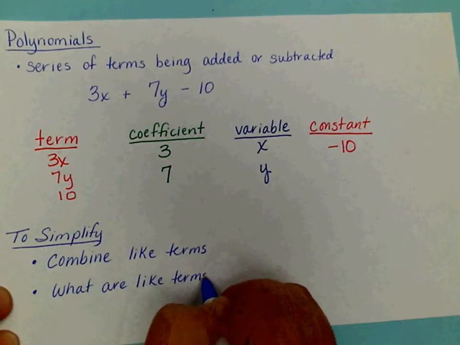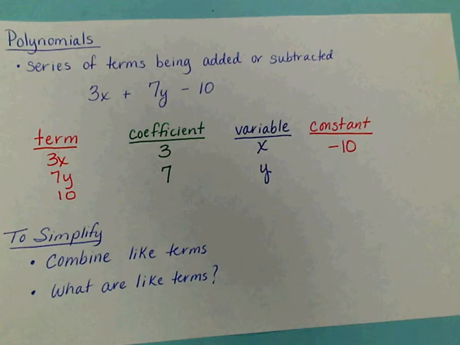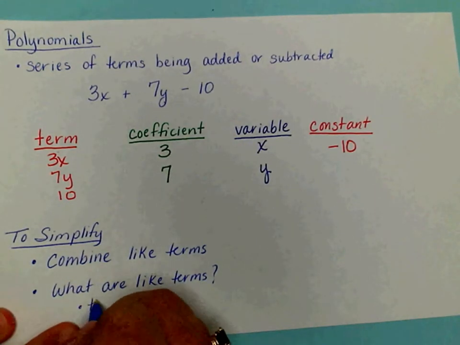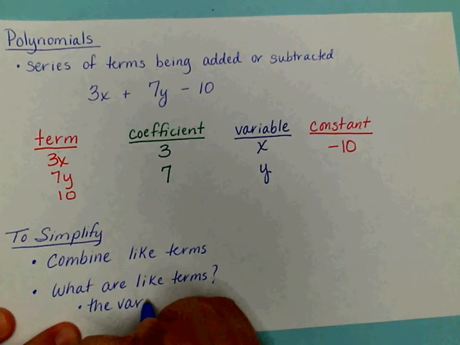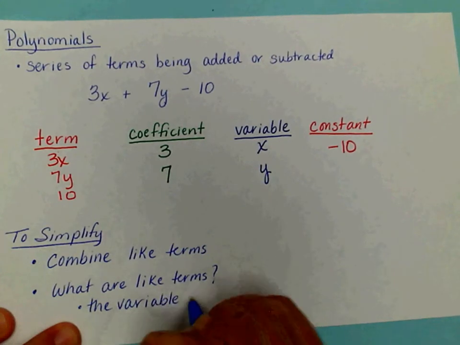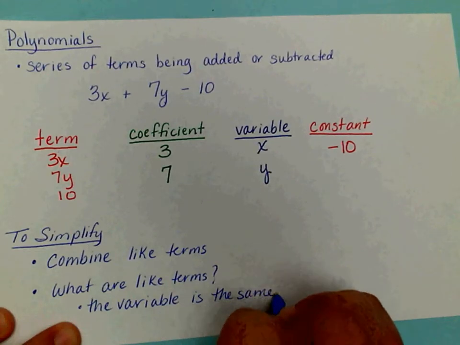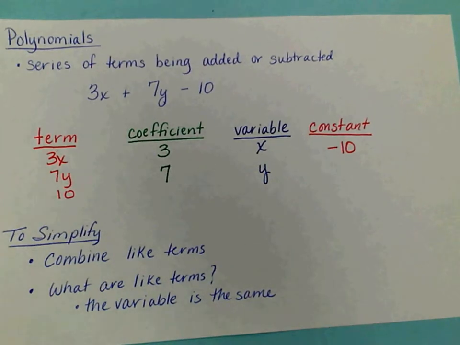Like terms are when we look at these terms and their variable parts are identical. So what we're looking for is that the variable part is the same. The numerical part, the coefficient, that can be any number. And when we go to simplify them and we combine the like terms, the numerical part is what we're going to be adding or subtracting.